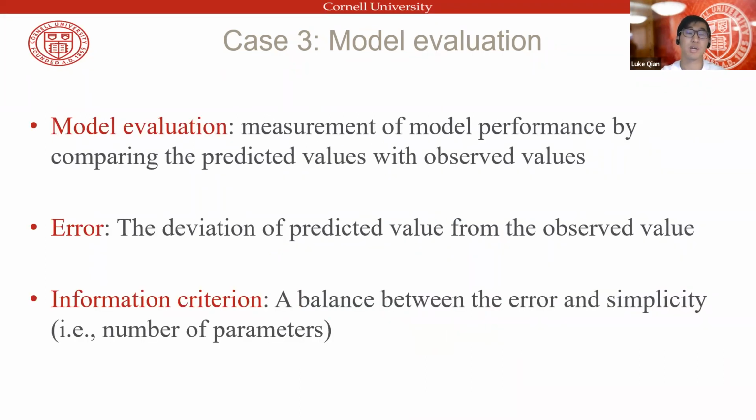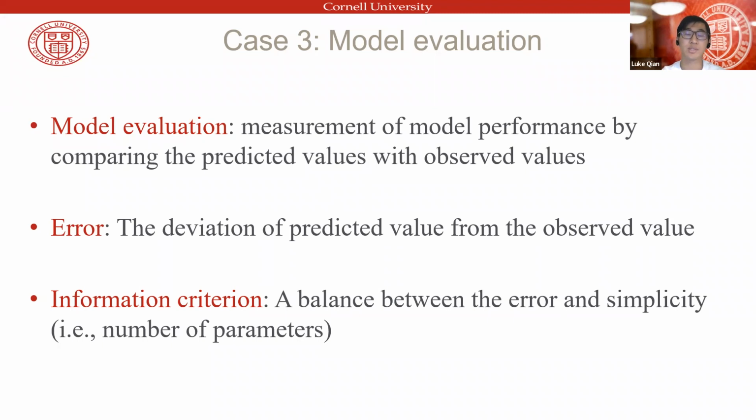By definition, this is a process of model evaluation, which is the measurement of model performance by comparing the predicted values with observed values. The two criteria we typically use are error and information criteria. The error is simply the deviation of predicted value from observed value. For example, when we use a primary growth model to predict the microbial concentration at a certain time, we can compare it with our actual experimental data and see how far away it is from actual experimental data. If the deviation is small, we can say our model is more accurate.